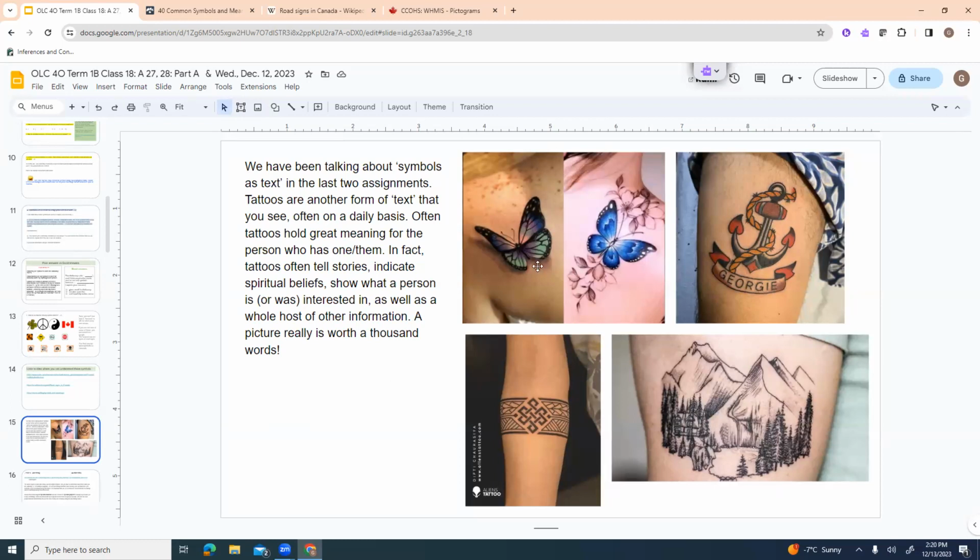So things like butterflies, they might be used because people think they're pretty, but butterflies are often a symbol of transformation. This kind of symbol is often an example that somebody might be in the Navy because it's an anchor. This might show that somebody is interested in Celtic lore because these are very Celtic symbols. This could be something else. Sometimes people will use Chinese or Japanese symbols. They might have one word like strength or beauty. So these are another form of a symbol.